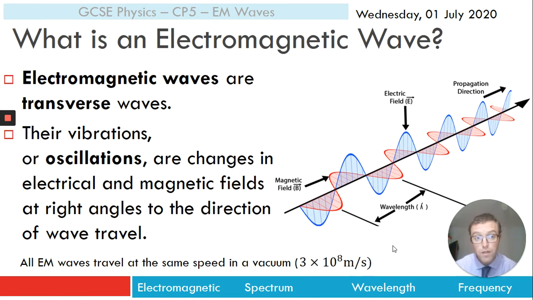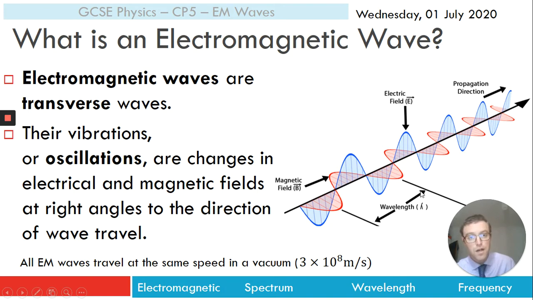Okay, I would like you to take a quick note of that, because that's going to be important. Just that electromagnetic waves are transverse waves, and that their vibrations are changes in electrical and magnetic fields at right angles to the direction of wave travel. It will also help you to draw out, or attempt to draw out, I know it's quite difficult, this model of an electromagnetic wave, marking the magnetic field, the electric field, the propagation direction, that just means the movement, the direction of travel of the wave.